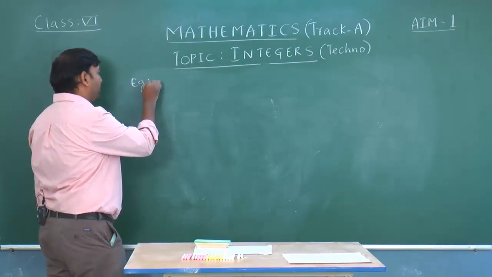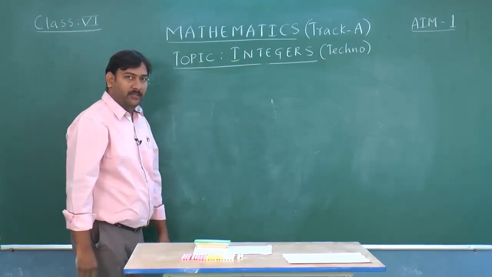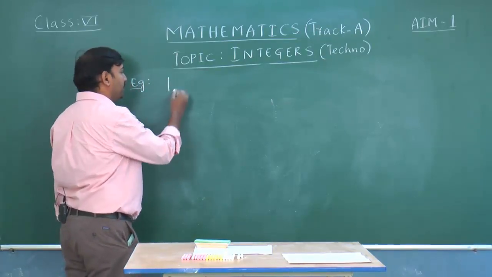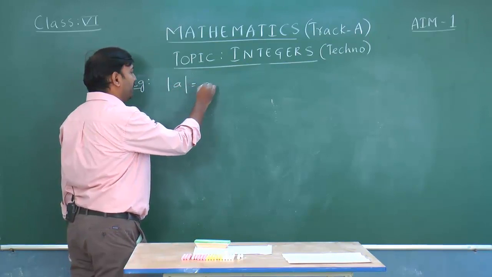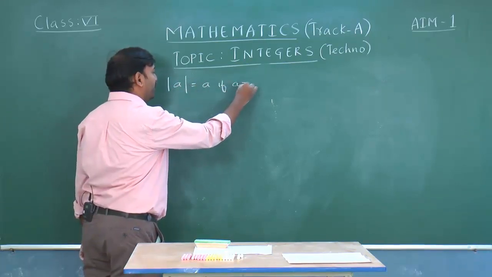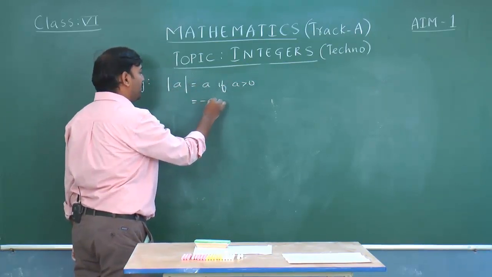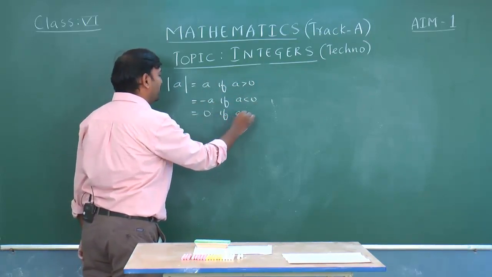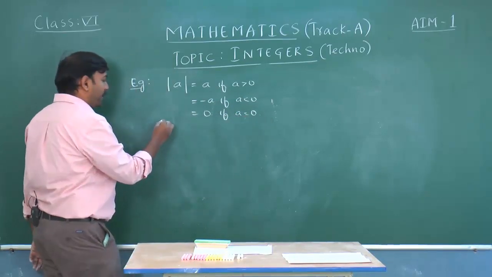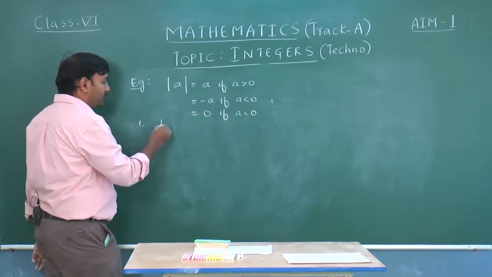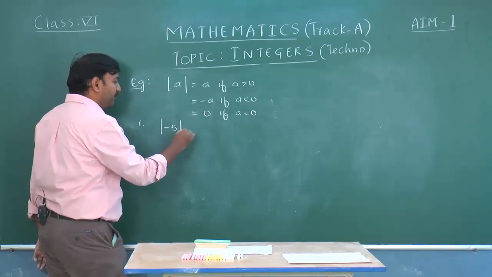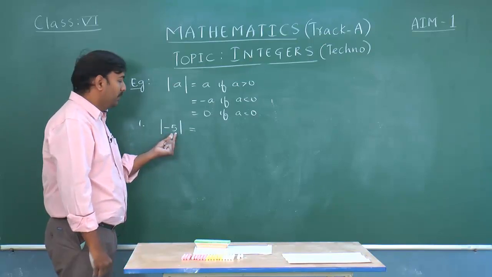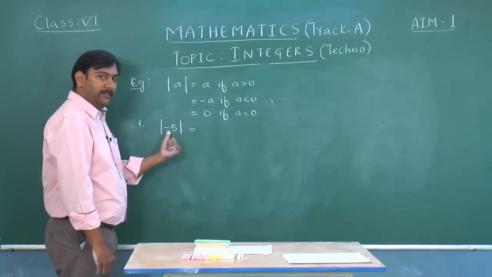Let us get clarity about the definition through some examples. As I already told you, the absolute value of an integer is the number itself if a is a positive number, it is equal to minus a if a is a negative number, and it is equal to 0 if a is equal to 0. Let me now take an example. Example number 1. Consider the absolute value of minus 5. As per the definition, the absolute value of an integer is the number itself neglecting the sign.